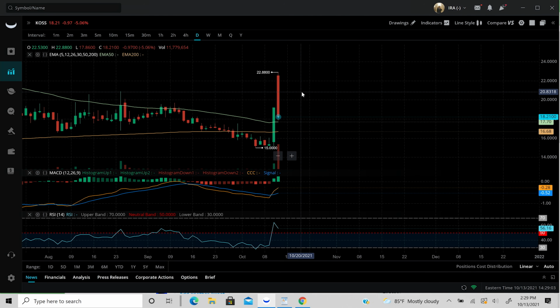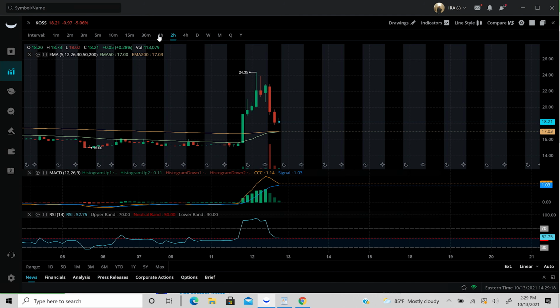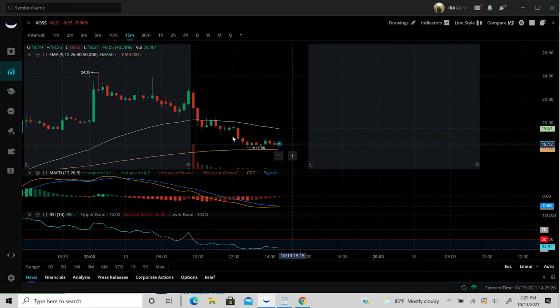Why in the daily? Because we're going to use different time frames to confirm that the equity is in fact trading above the 200 EMA. On the daily, we have confirmation. 4 hour, we have confirmation. 2 hour, confirmation. 1 hour, the same. 30 minutes, the same. 15 minutes, right here, yes. Still above the 200 EMA.